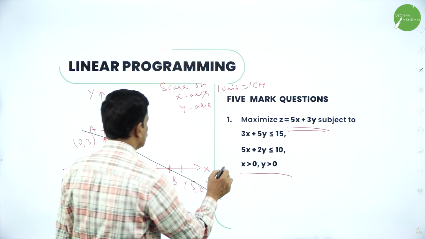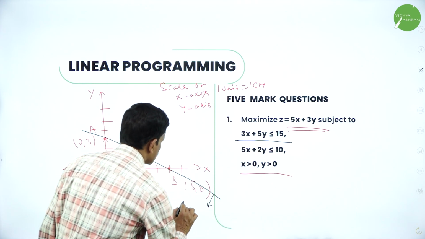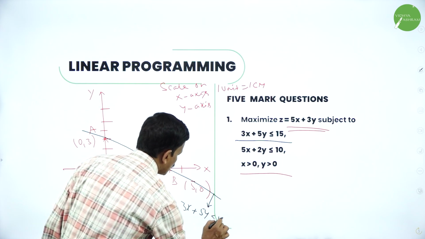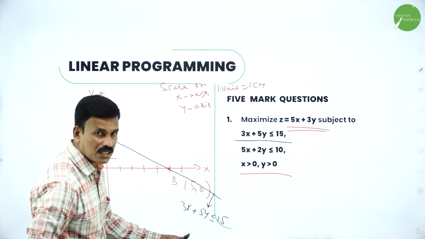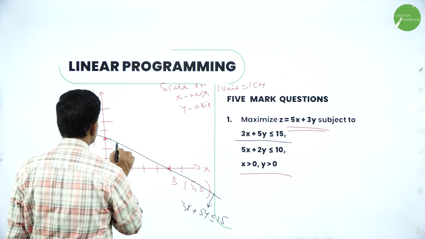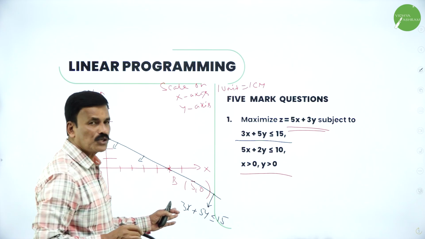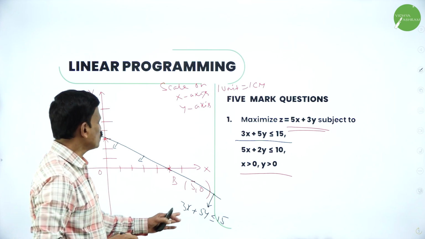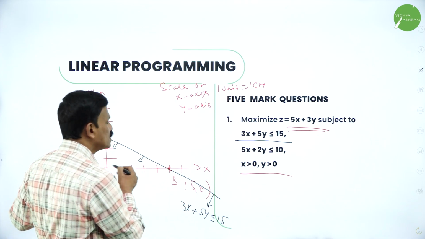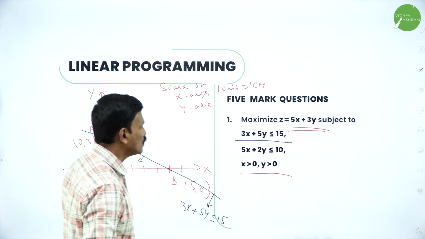What is this equation? This is nothing but 3x plus 5y is less than or equal to 15. Since it is less than or equal to, the feasible region is towards the origin. Suppose we put x is equal to 0, y is equal to 0: 0 plus 0 is 0, which is less than 15. So the feasible region is towards the origin, which is true.